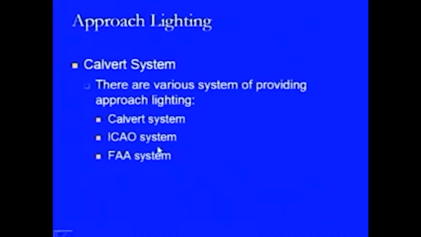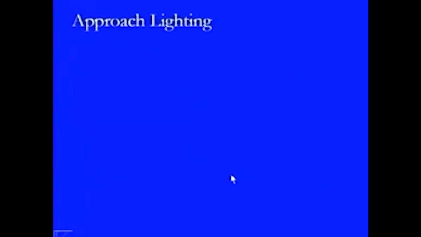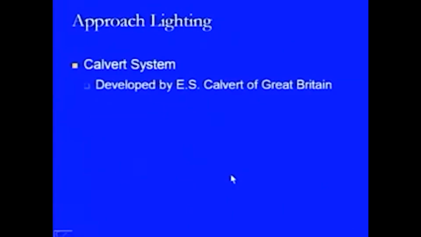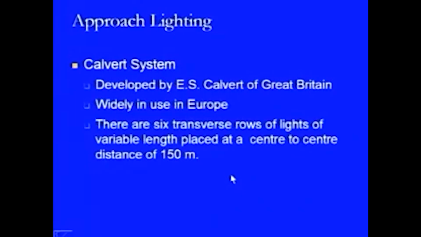Just started discussing another systems, the ICAO system and FAA system. This was developed by E.S. Calvert of Great Britain, and it is widely in use in Europe. There are 6 transverse rows of lights of variable length being placed at a center to center distance of 150 meters.